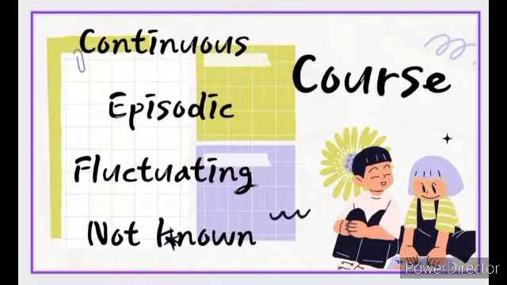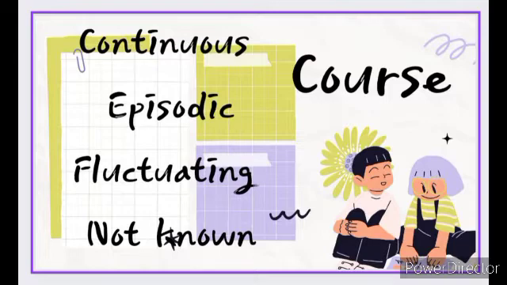That means if you are facing this problem, is it continuing, or is it an episodic problem, or a fluctuating problem, or does the person not know? For example, continuous means if a person is facing some problem, for example depression, it is a continuous process. In like 6 months, 1 year or 2 years he or she is facing that.